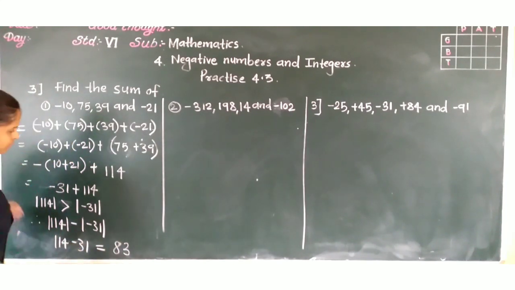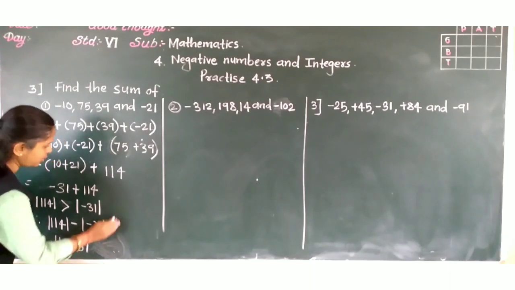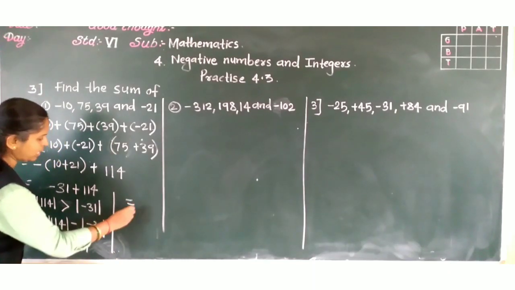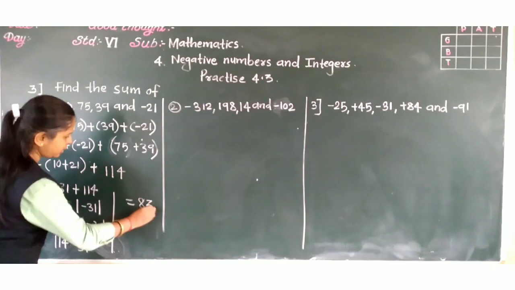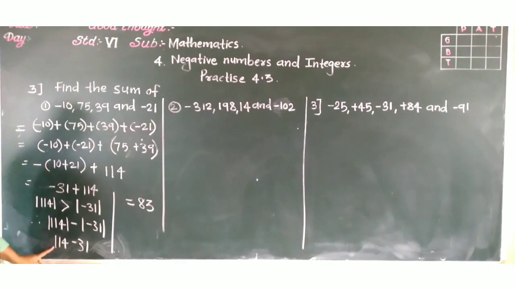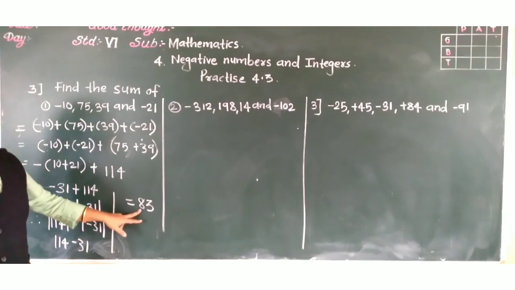So the answer is 83. The absolute value of 114 is 114. The absolute value of minus 31 is 31, and we have to subtract. So you will get the answer 83.